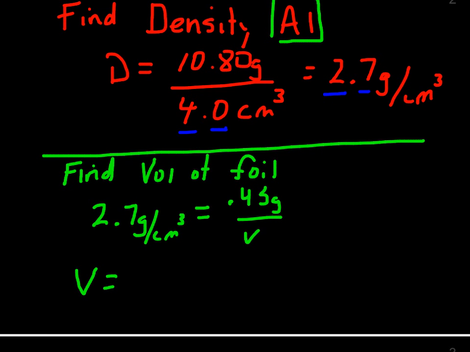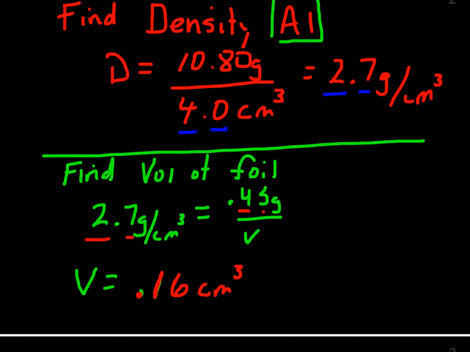The volume works out to be 0.1592. I have 2 sig figs there, so I have to round this to 2 sig figs. I'm going to call it 0.16 centimeters cubed. Okay, so that's the volume of the foil.